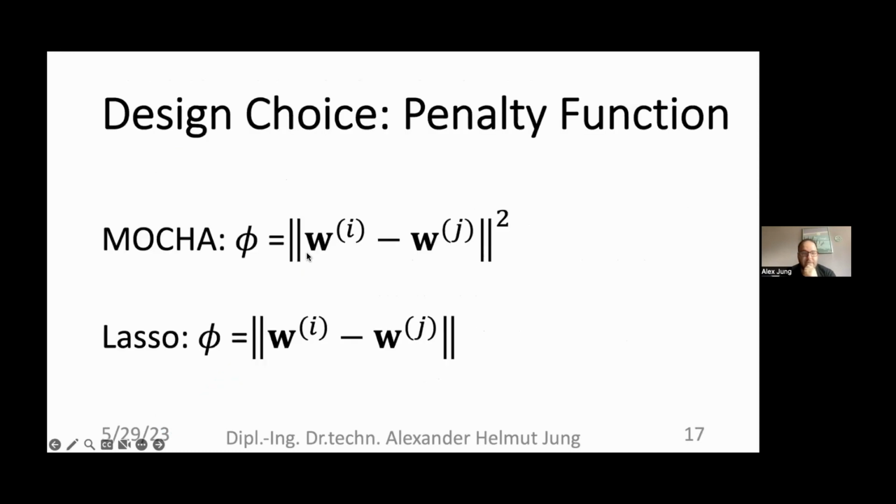Okay, so here, this is already a design choice, this penalty function. And I mentioned here two such penalty functions. One is the squared Euclidean norm, which is used in one of the first or seminal papers on federated learning, which proposes a method called MOCA, which I still didn't find out what the full name is of this method. I only know this abbreviation MOCA. Another special case is obtained for using the Euclidean norm as the penalty function, and this is typically known as network lasso. So it's wrong. It's not lasso, it's network lasso.